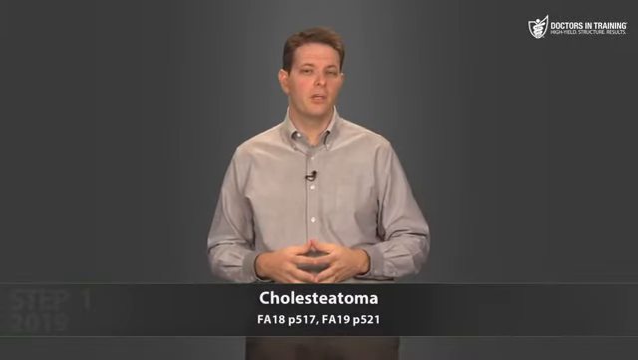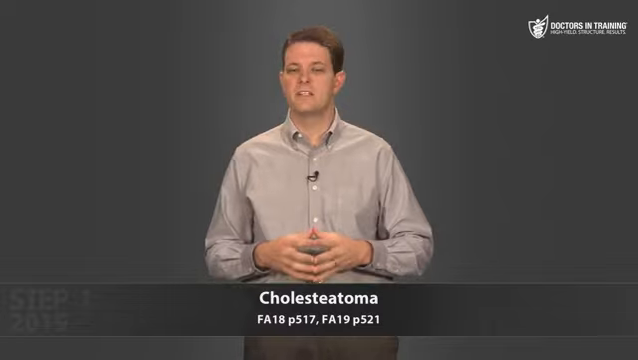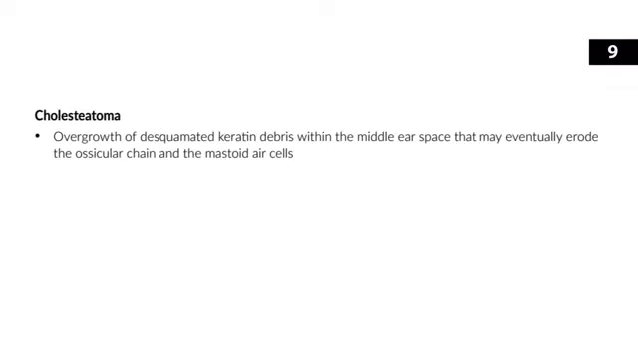Another middle ear problem that shows up on step 1 from time to time is cholesteatoma. Cholesteatoma is overgrowth of desquamated keratin debris within the middle ear space that may eventually erode the ossicles and also the mastoid. So this is bad news. Now the name is kind of misleading. There's no cholesterol or lipids involved. They ought to call it a keratoma or something. And these aren't neoplastic or cancerous, so don't let the oma throw you. But these can be destructive and they can erode the ossicles.